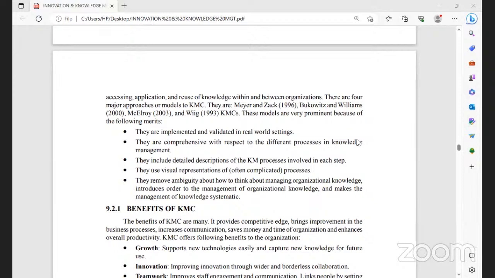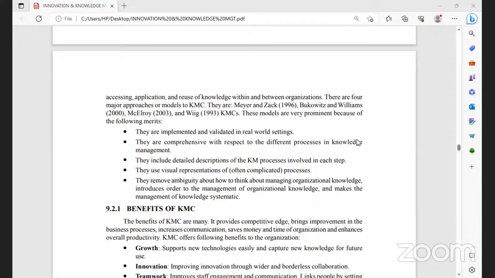There are four major approaches for models of the knowledge management cycle. They are, as we just discussed, Meyer and Zack, Bukowitz and Williams, and McElroy, and Wiig. These models are very prominent because of the following merits. They are implemented and validated in real world settings, which means they are utilized to solve real world problems. They are comprehensive with respect to the different processes in knowledge management, which means a wide scope in the implementation area.